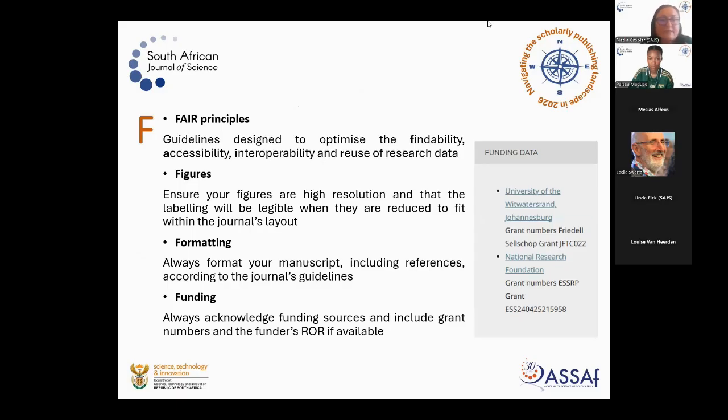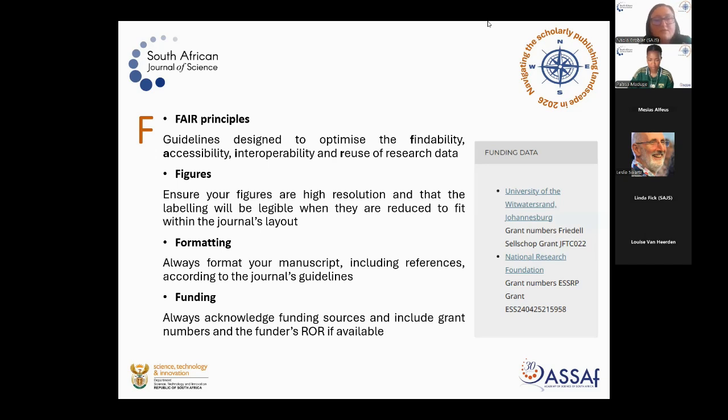Figures. It's important when submitting figures with your paper to ensure that they are high resolution and that they are of a size that will be legible when they are reduced to fit within the journal specifications. Always check the journal's guidelines for figures.